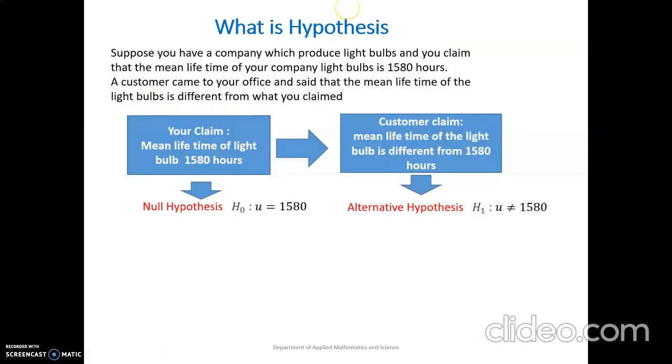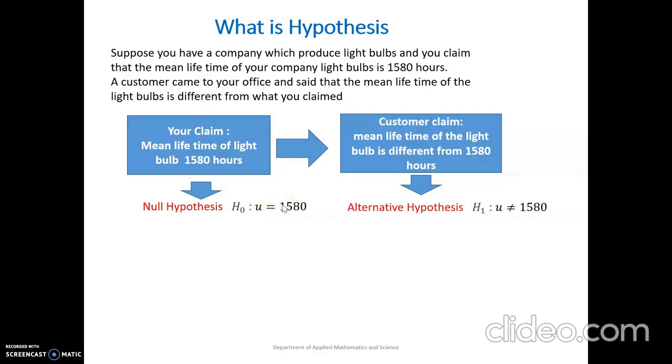So your claim, you are saying that the mean lifetime of a light bulb is 1580 hours. As I told you, whenever we write the null or alternative hypothesis, we are going to write about the population mean. So here your population mean is 1580 hours. So in the null hypothesis, we always take the equality sign. So we are going to write that mu is equal to 1580.